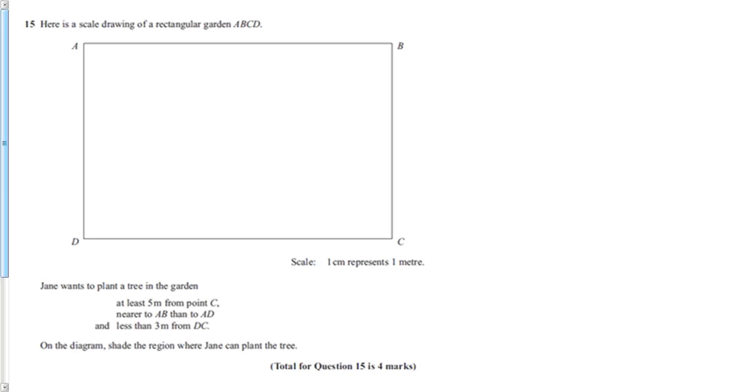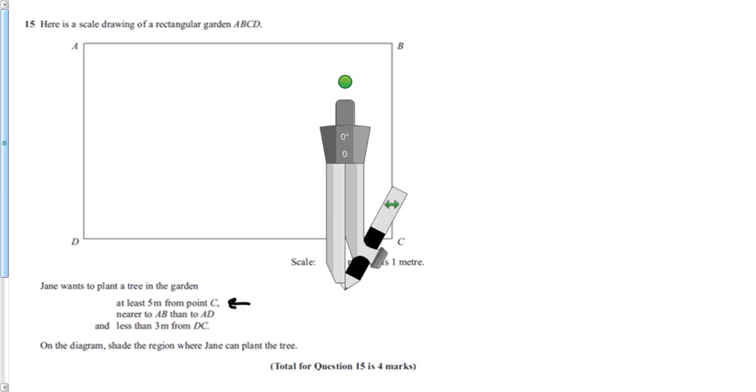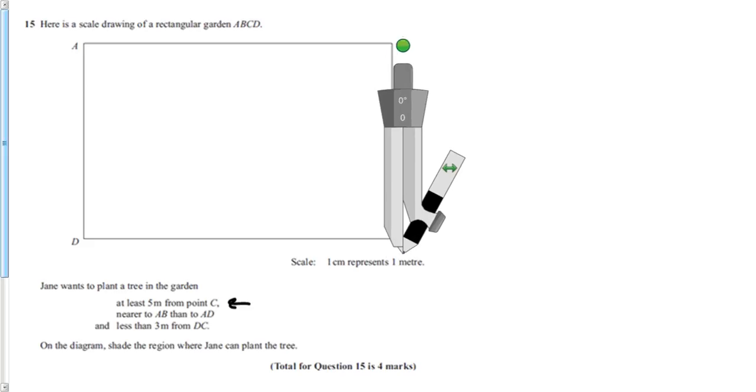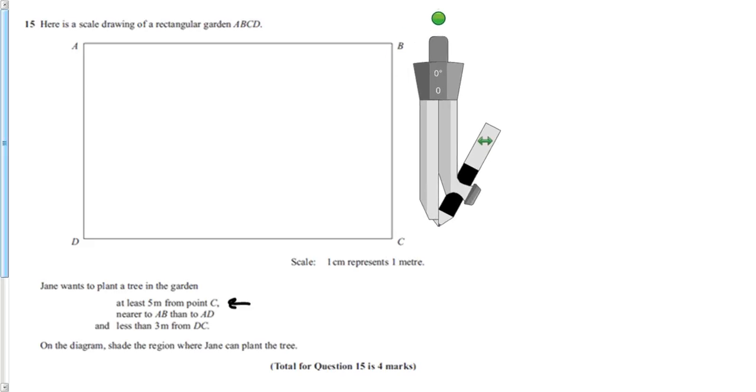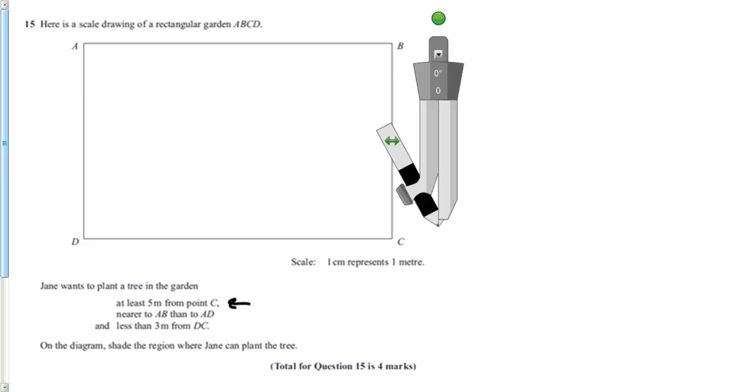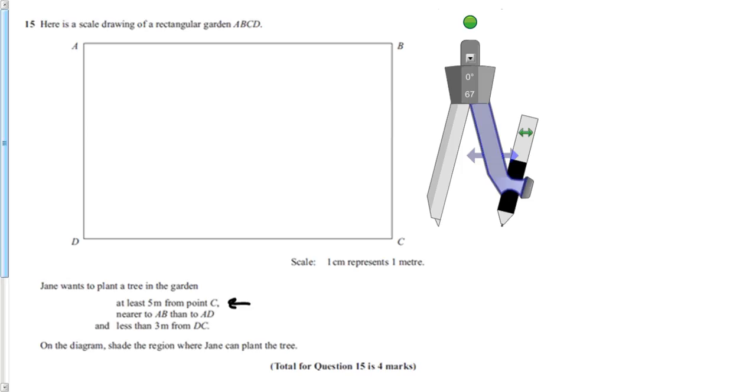So this one, my one won't look the same as your ones because I can't measure anything on this screen. But what we need to do is, we need to take this 1 point at a time. So the first mark was for Jen wants to plant a tree at least 5 meters from point C. So what we need to do for this is we need to get a set of compasses, and we need to open them up to 5 centimeters.